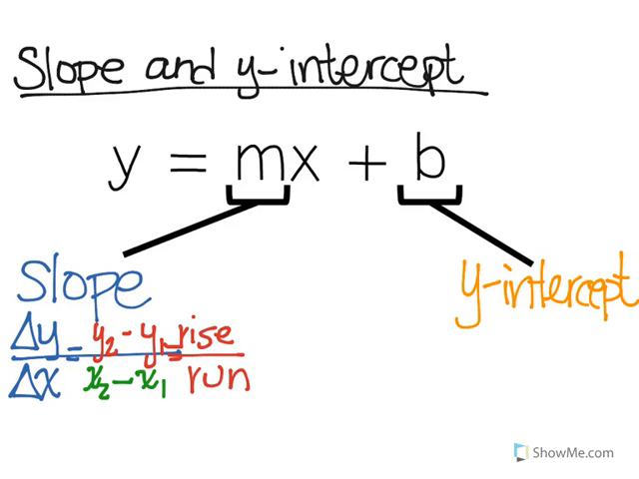Your y-intercept is when x is 0, what does y equal? That is your y-intercept. So you are looking for when the line touches the graph at the y-axis. So let's look at some examples.